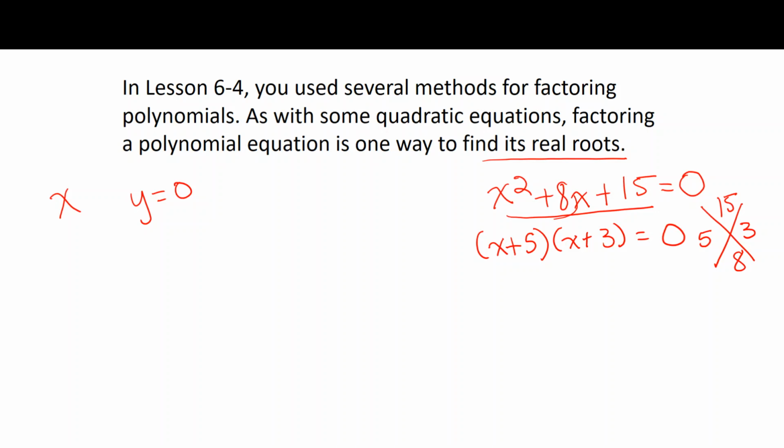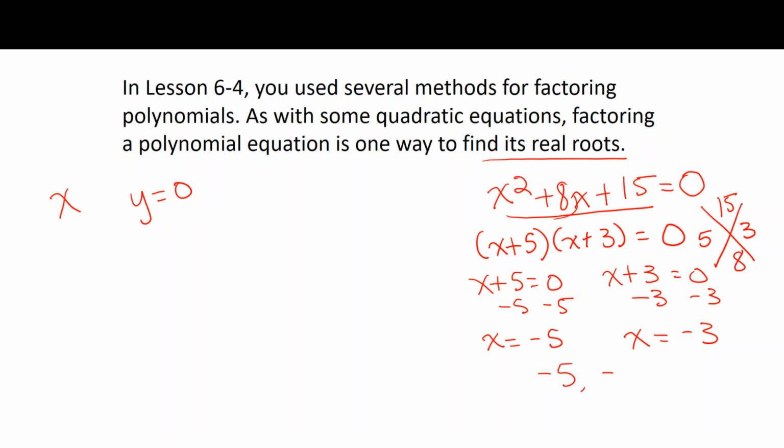And now all I have to do is solve for x. If both of these multiply together to get 0, I know that one of them has to equal 0 in order for the whole thing to be 0. So x plus 5 equals 0, and x plus 3 equals 0. Solving for x, subtract 5 from both sides, so x equals negative 5. Here we'll subtract 3 from both sides, so x equals negative 3. So the real roots of this equation are negative 5 and negative 3.